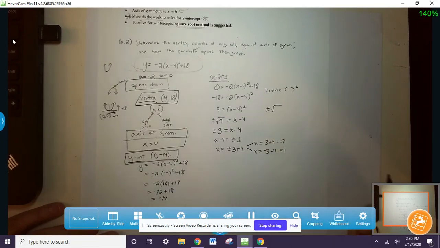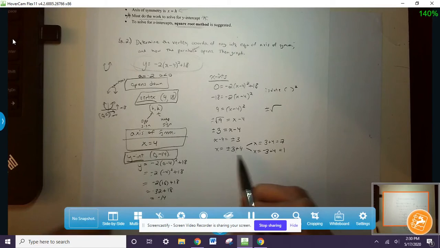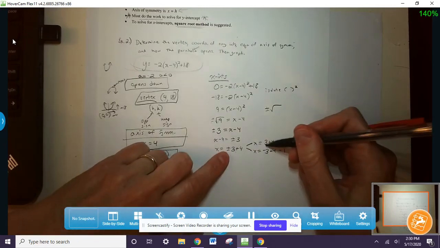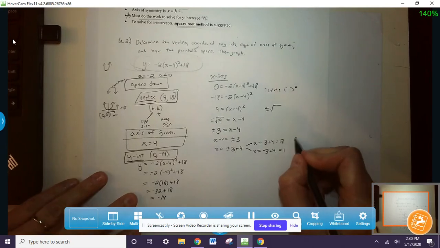I wanted to mention that because a very common mistake people make is they assume that the whole thing gets a plus or minus. That's not the case. It's only the 3 that changes signs here, not the 4. So your 2 x-intercepts are (7, 0) and (1, 0).